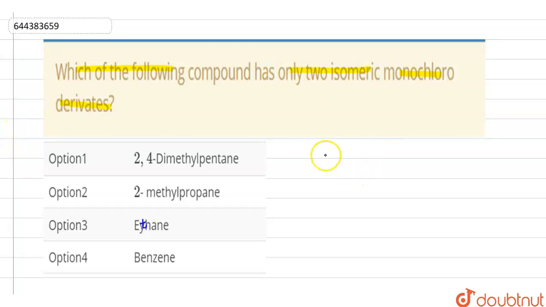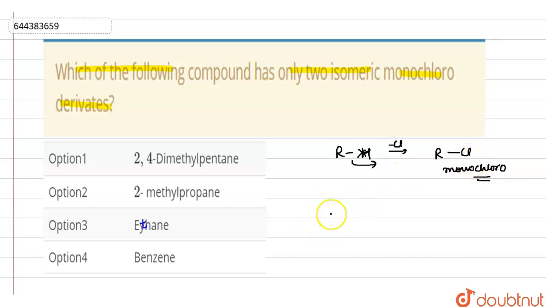Hello students, the question is: which of the following compounds has only two isomeric monochloro derivatives? What are monochloro derivatives? Suppose we have an alkane, and a hydrogen is removed and a chlorine gets substituted there. That is considered to be a monochloro derivative. That means when one chlorine is added, that is a monochloro derivative.